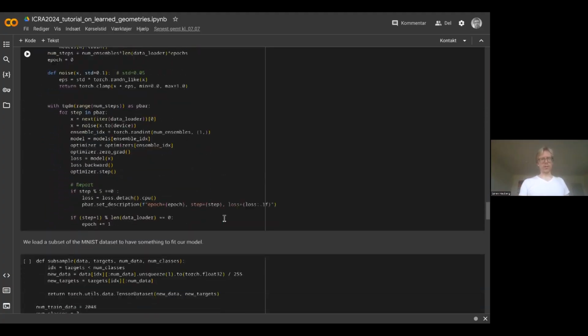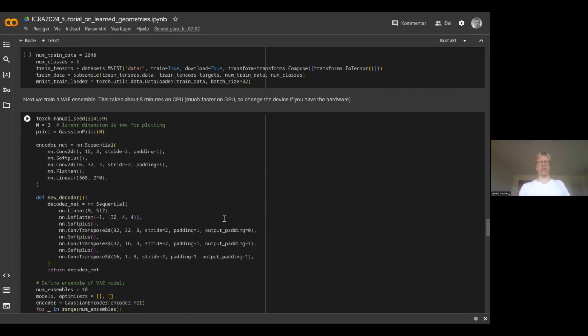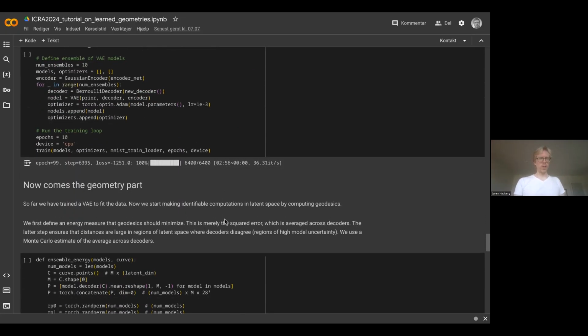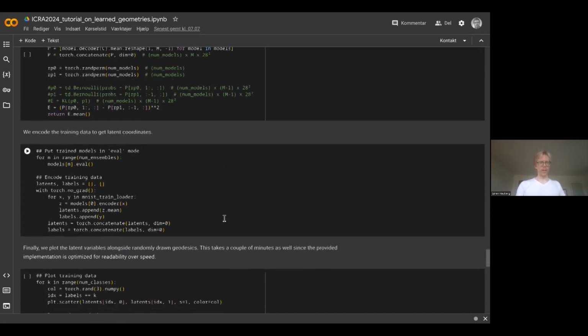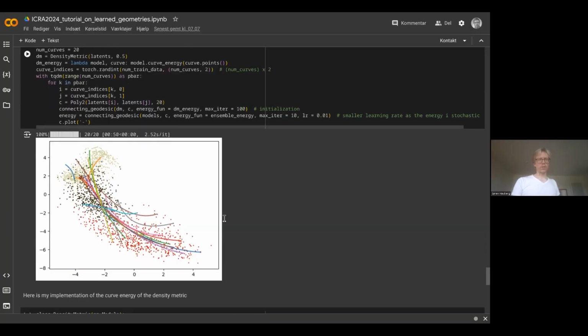Okay, here's just a training loop for actually fitting the VAE. And we're doing this on a subset of MNIST. I'll scoop over these details. You can play with the Colab. You can find the Colab on the tutorial website, so you can play with this yourself at home. But what you can see is that you arrive at similar style plots as before, where you have latent representations and random geodesics roughly follow the structure of the data.